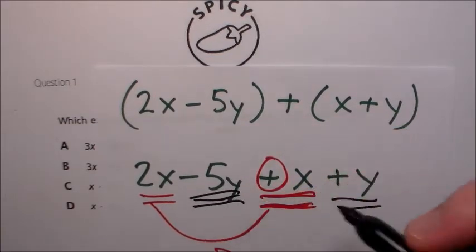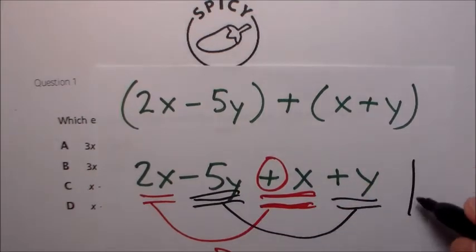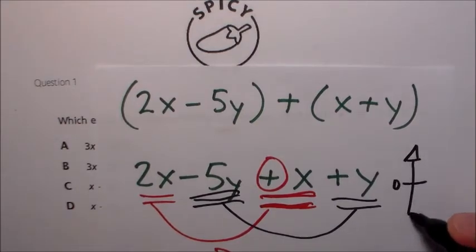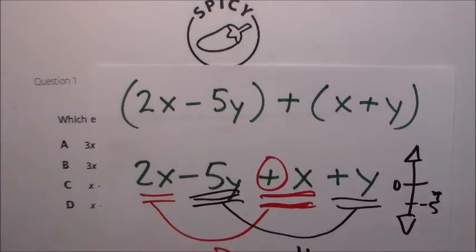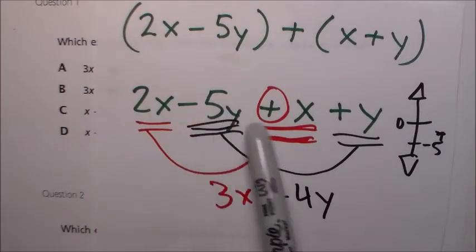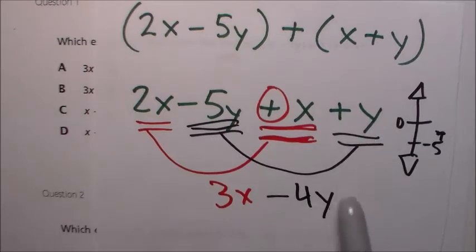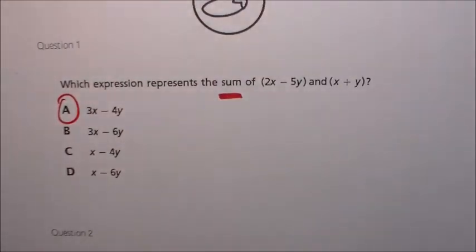plus y. So that's negative 5y plus y, which is going to be, if we remember, we're just working on a number line here. Here's 0. We start out at negative 5 and we plus 1. We're going to get to negative 4y. So there we are. If we just look at it again, negative 5y plus 1y is going to be negative 4y, because you're at negative 5 and you move up 1 to negative 4. So we have 3x minus 4y. 3x minus 4y. And we're good.